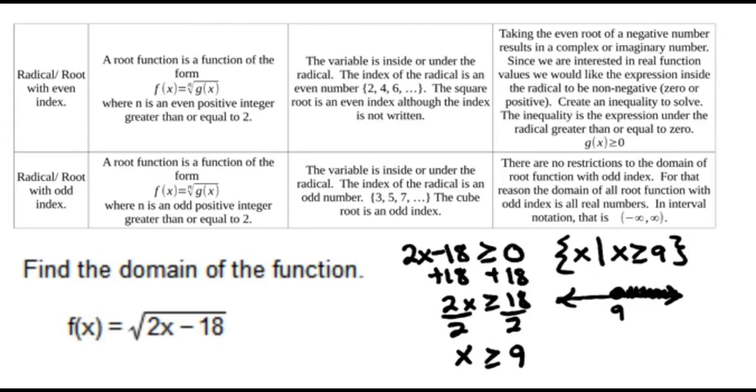Now to write that in interval notation, we want to write a lower bound of 9 and an upper bound of infinity. And we'll include a bracket on the 9 to indicate that 9 is included in the set. And we always use parentheses on infinity. So this is our domain in interval notation from 9 to infinity.